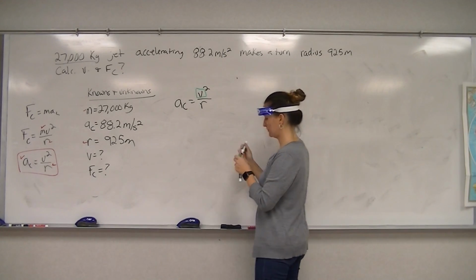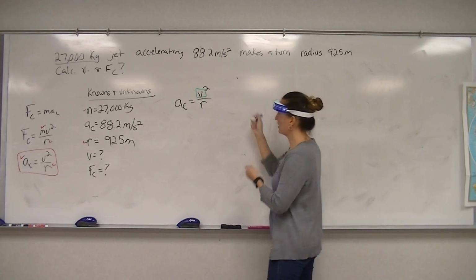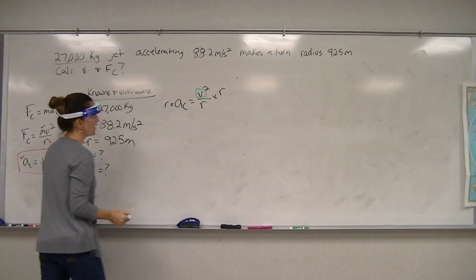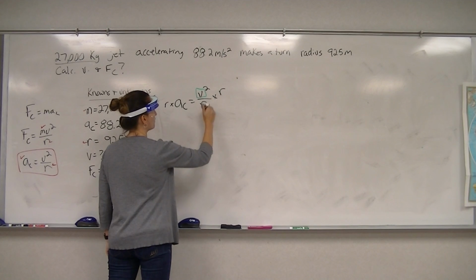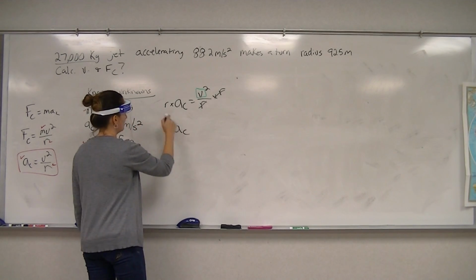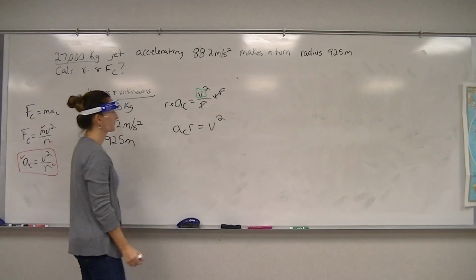So rearrange. r is in the denominator, so to get rid of it, I'm going to multiply by r. Whatever I do to one side of the equation, I have to do to the other. So by multiplying by r, I have r over r, so they cancel. Now my equation has A_c times r is equal to v squared.